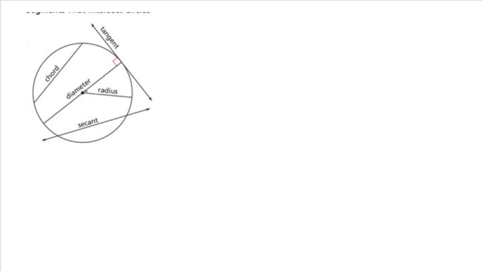If there's a line that starts on the circle, goes through the circle, and then stops on the other end and does not go through the center, we call that a chord. If a line passes through and does not go through the center, we call that the secant. And if a line passes and touches the circle just once, like a tiny kiss, and makes a right angle, we call that a tangent.